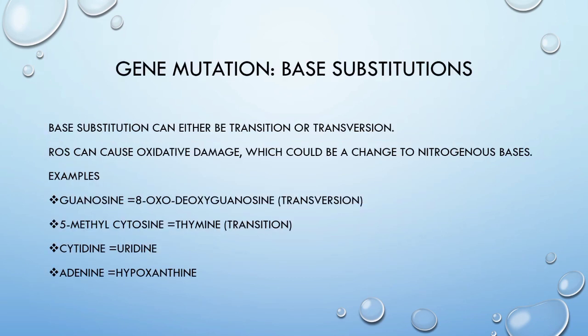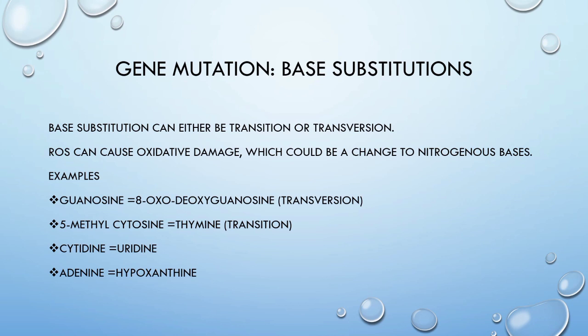Now base substitution is a point mutation because it just affects a point in the DNA sequence, and as I said before, they can either be a transition or a transversion. ROS can cause oxidative damage, which could be a change to the nucleotide base. Now we'll be considering some examples. I'll go into details of them later. Guanosine to 8-oxodeoxyguanosine is a transversion. We'll be explaining how that happens. Then 5-methylcytosine to thymine is a transition. Cytosine to uracil is also a transition. Then adenine to hypoxanthine is also a transition.